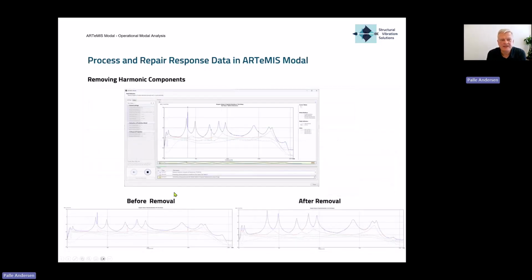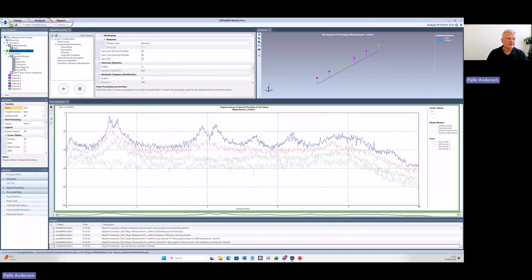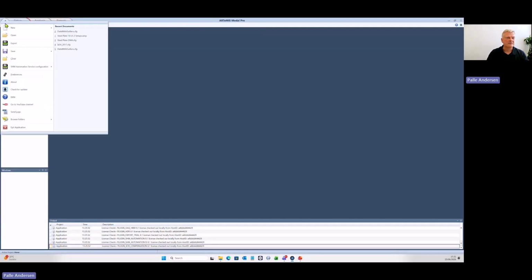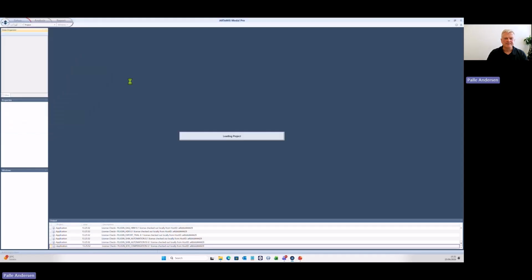And now we come to the next one I'd like to show. That is, how can we actually remove harmonic components, also called power line pickup, in the data? And that can be done with another tool that we have in the software. Let's try and see here. Now I want to find this other example that we had, this black plate. So this is one of our examples. I can just load it here.